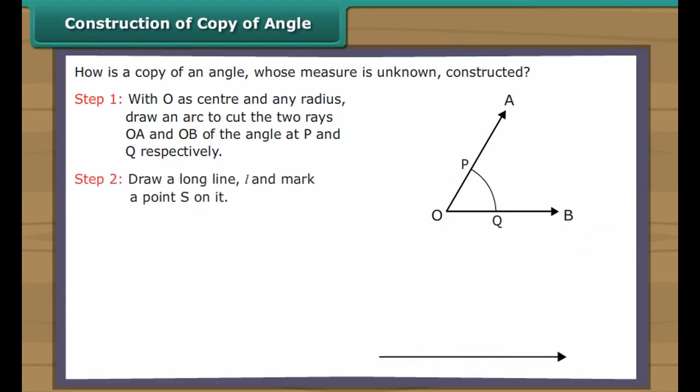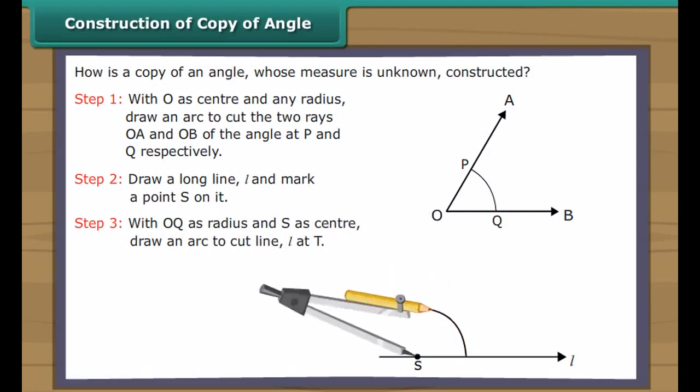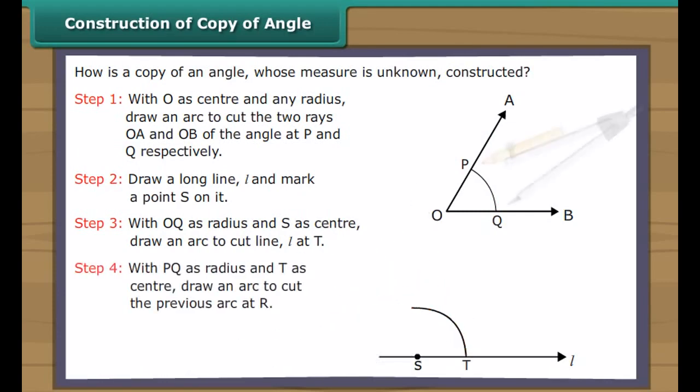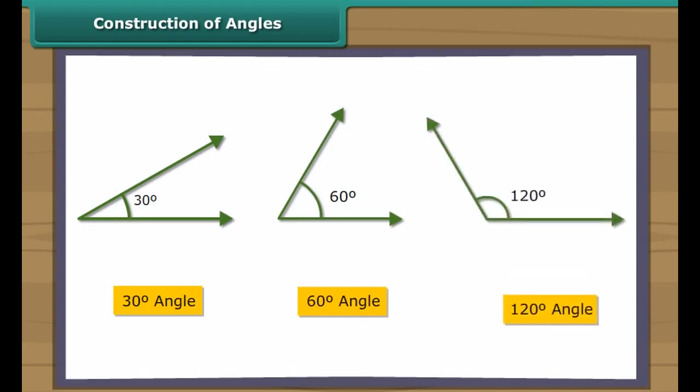Construction of angles. Let us now construct some special angles one by one. 30-degree angle, 60-degree angle, 120-degree angle. Construction of 30-degree angle. Draw a long line M. Mark a point Q on it. With any radius and Q as the center, draw an arc to cut line M at point R.